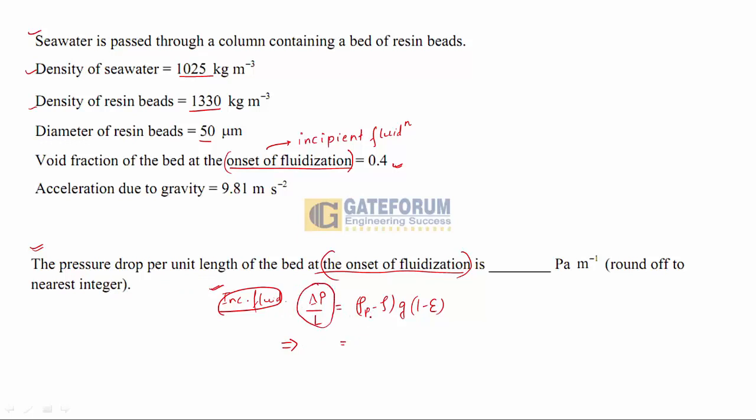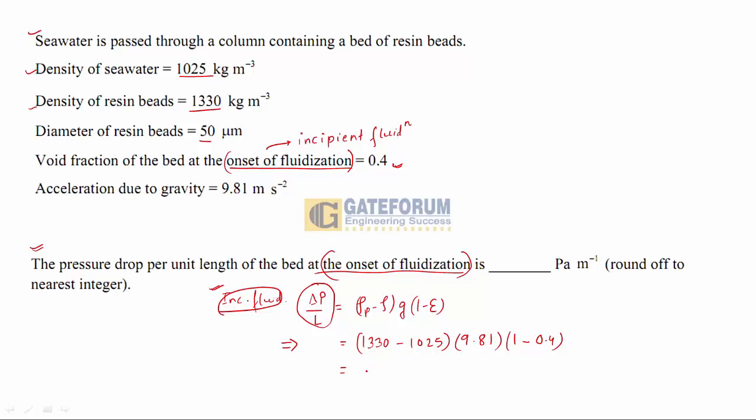This is equal to rho p. What is the density of the particles? Yeah, it's given as 1330, minus rho, the density of the fluid. What is our fluid here? Seawater, it's 1025. g we are to use 9.81. Into 1 minus, what is the void fraction at the incipient fluidization? 0.4. So yeah, this was a very easy question.